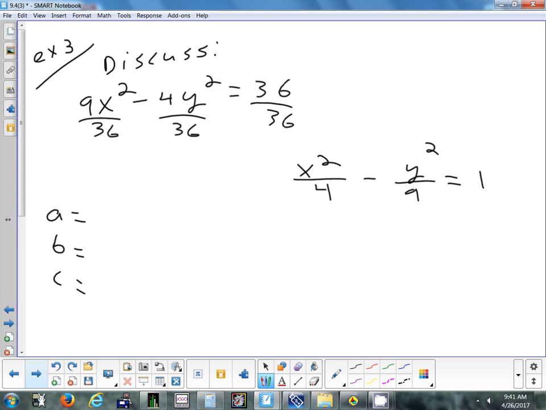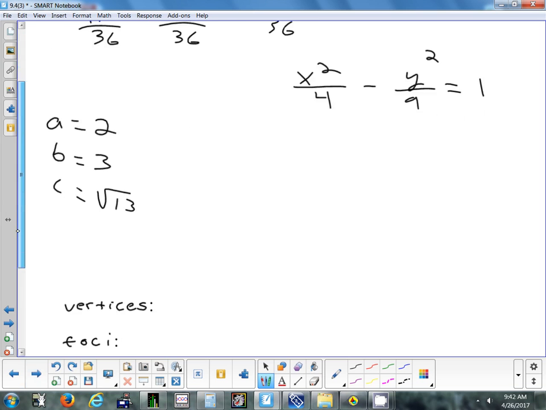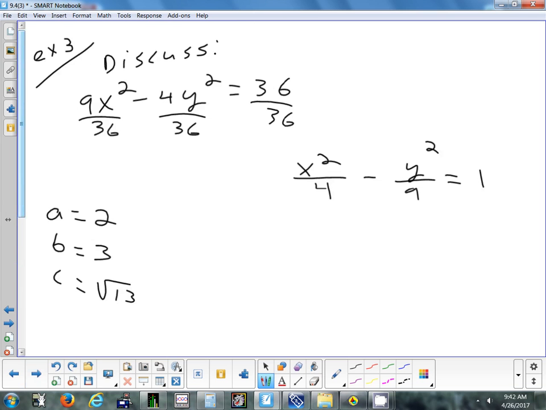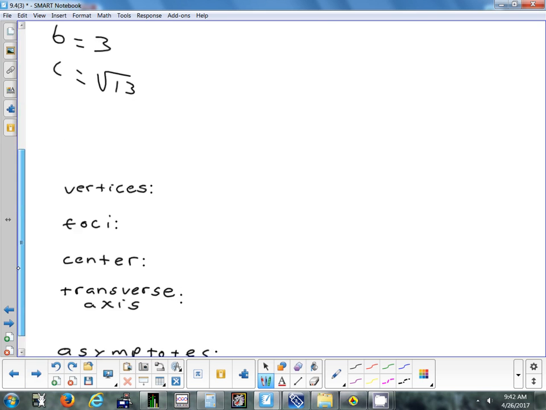There's our equation. Now we do exactly the same thing we did in the last one. What is a in this case? 2. Good. It's not always the bigger number. It's always the first denominator. What's b? 3. And c would be the square root of 4 plus 9, which is 13. Okay, that's everything we need. So this time, is my transverse axis horizontal or vertical? Horizontal. It's horizontal again because the x is positive. So I'm going to write horizontal.